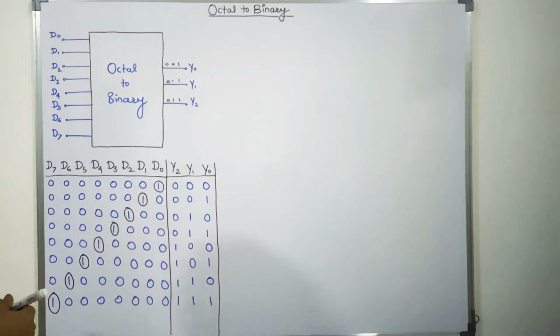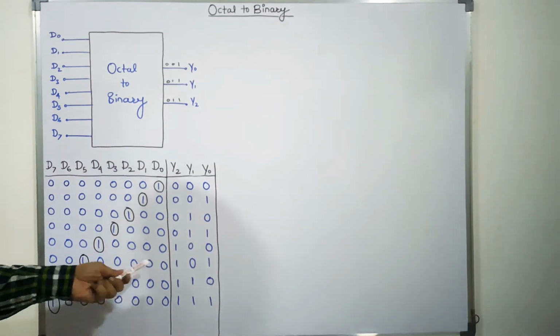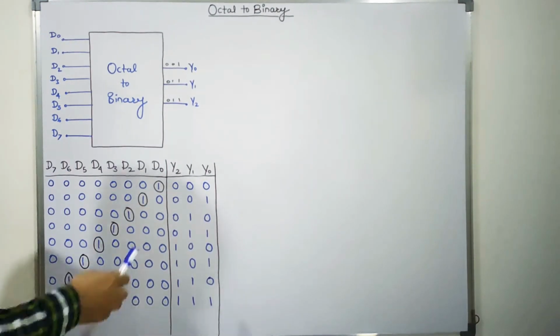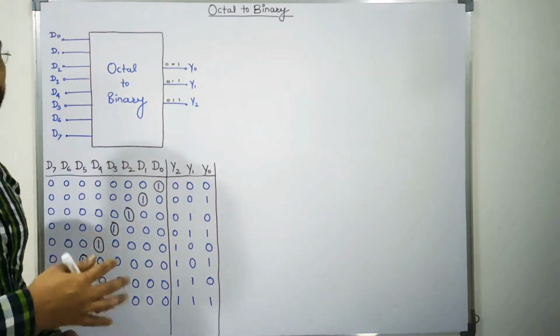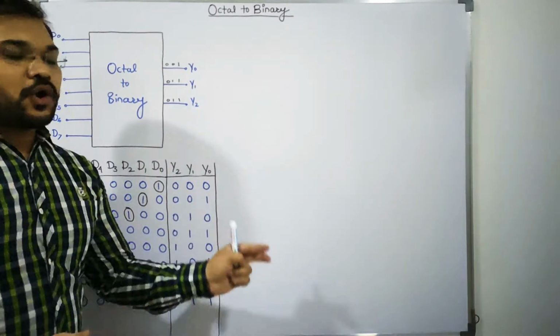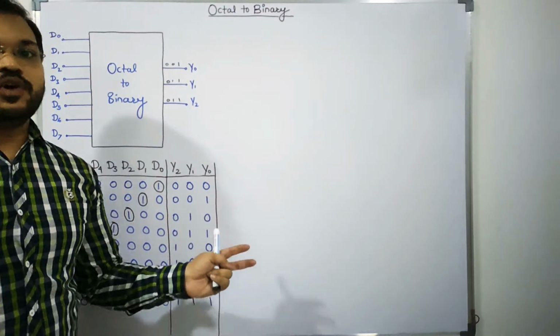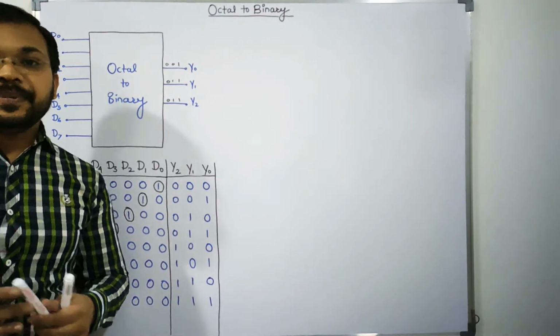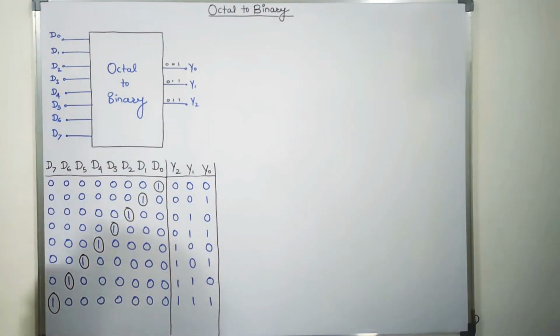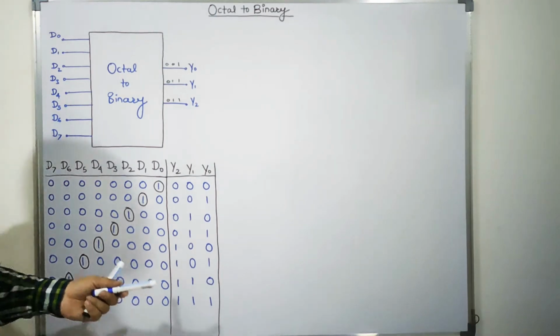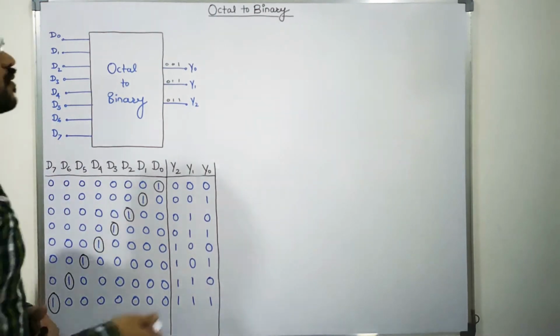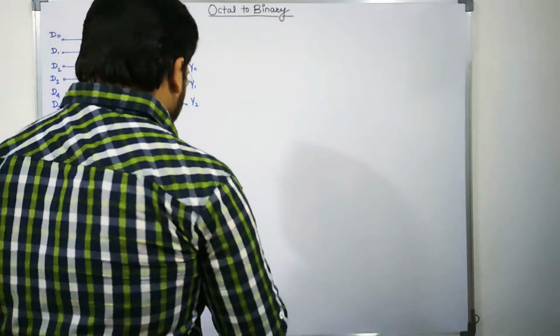Now for that we have to go with the equations. The main motive is to draw the combinational circuit diagram, the implementation of this octal to binary encoder. Now we have to write down the equation for y2.